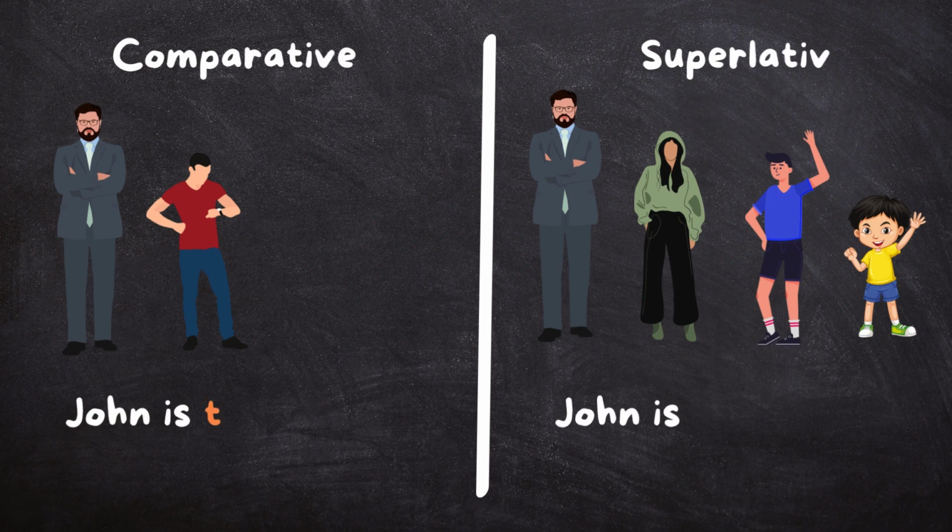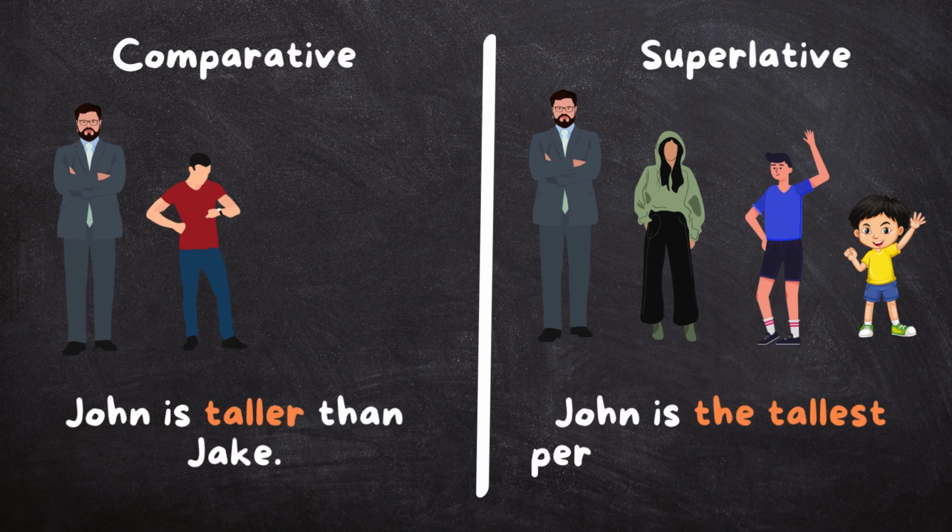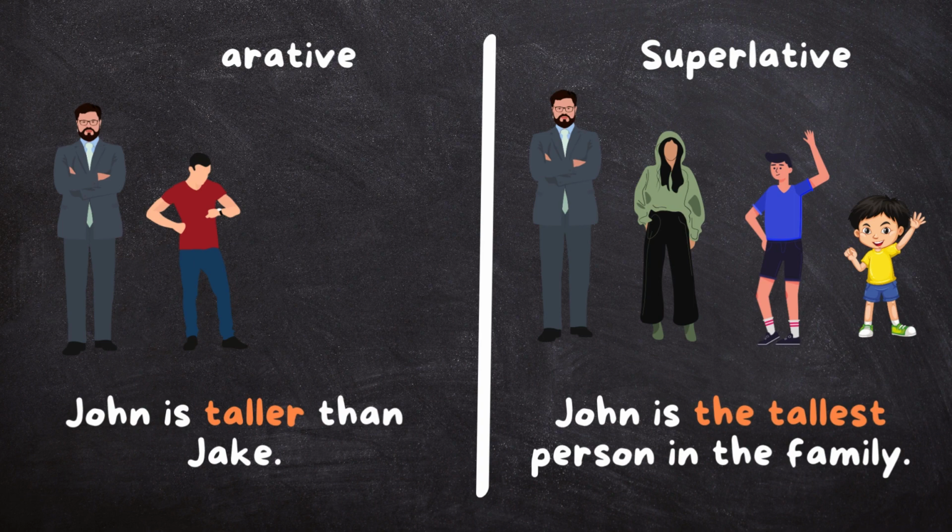Moving on to the next example. John is taller than Jake, and John is the tallest person in the family. In the comparative form, we compared how John is different from Jake, a whole different person. But in the superlative, we compare how John is different from the people who share some similarities with him, that is his family. Now there we have it. We have seen how to compare adjectives.